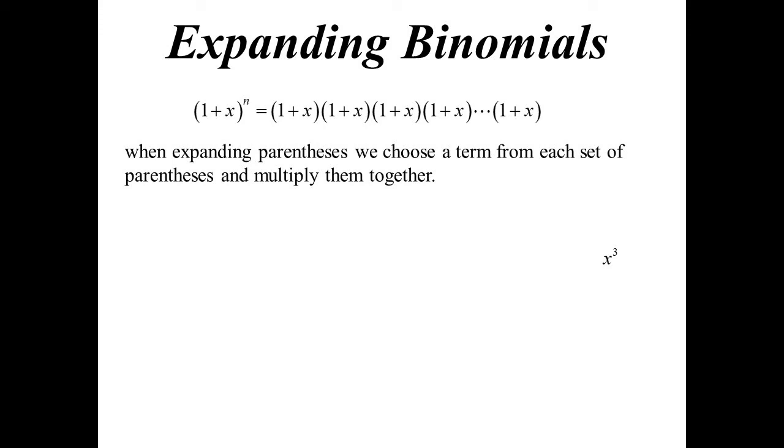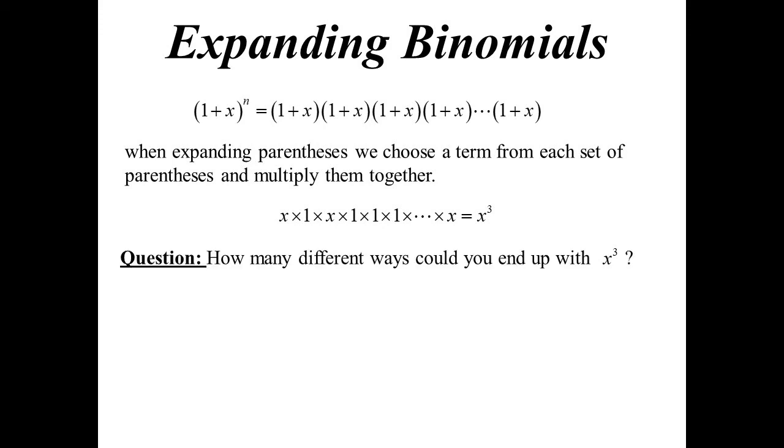So effectively, if I wanted to get x cubed, I could take x out of the first one, 1 out of the second one, x out of the third one, 1 out of the next one, 1 out of the next one, 1 out of the next one, and so on, and then x out of the last one, and they would all multiply together and give x cubed. But that's just one way I could pick out the 3 x's.